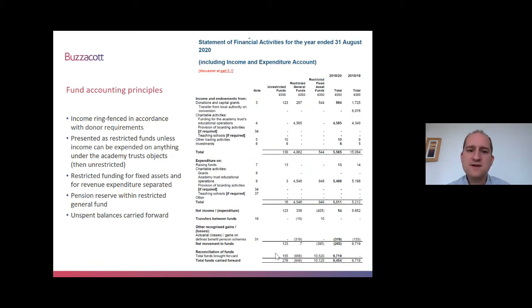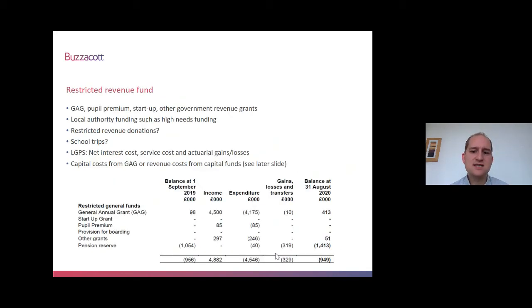Otherwise, the restricted fixed asset column is separated off just so that you've got the capital funds separate and the depreciation charges also separate in that column. You can see the 949 expenditure in the restricted fixed asset fund column. That's largely depreciation charges. So we're separating off any surpluses or deficits arising from fixed asset income and depreciation charges from the day-to-day revenue income and expenditure. On the next slide, we see how this all translates in terms of the restricted revenue fund.